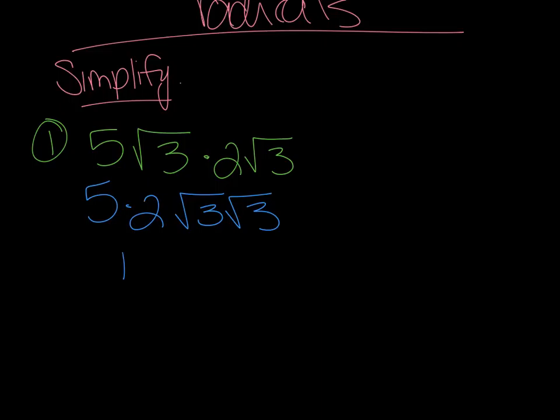So 5 times 2 gives me 10. What do I get when I take the square root of 3 times the square root of 3? Just 3, because it's the square root of 9, and the square root of 9 is 3. So I have to take 10 times 3 to give me an answer of 30. Okay, so like I said, that's more of like what we did on Friday.